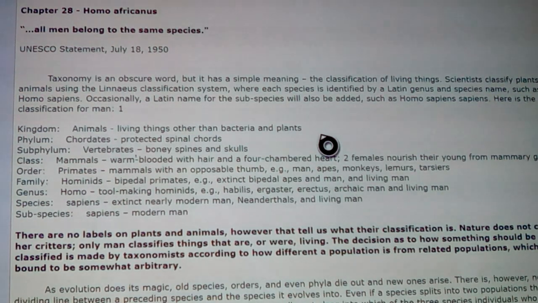And then the genus that we have, which is where we get the class and the strict point at, is Homo. It means that they're, other than all that went on, they were tool-making hominids. And this can range very far and can be from habilis, ergaster, erectus, and archaic man, and then through to living man too. So there must be a subspecies that goes on there known as species. And this is sapiens. This is extinct, nearly modern man, Neanderthals and living man he refers to.